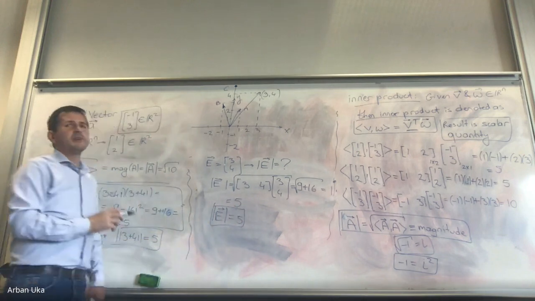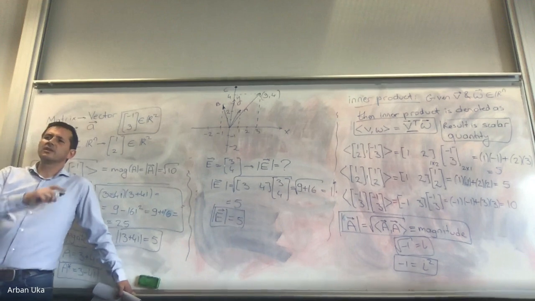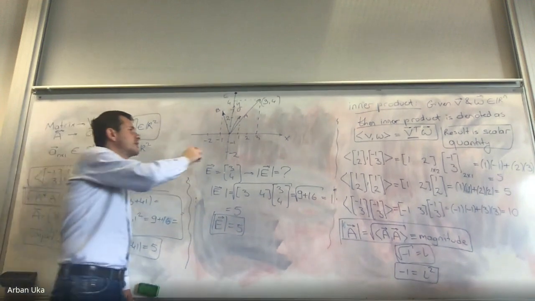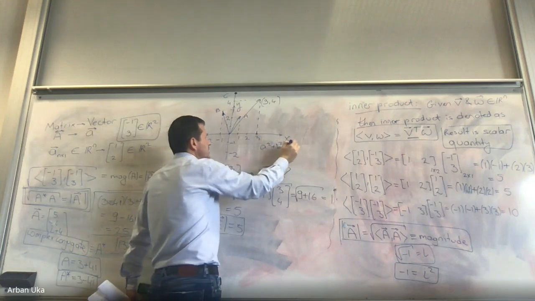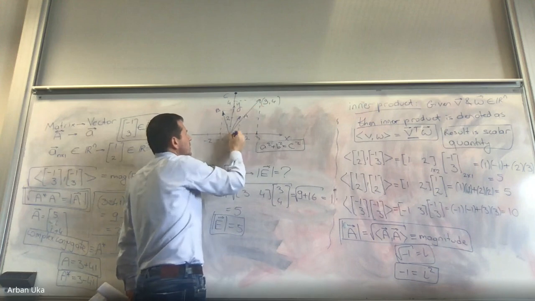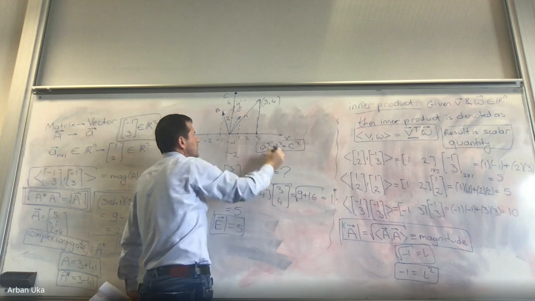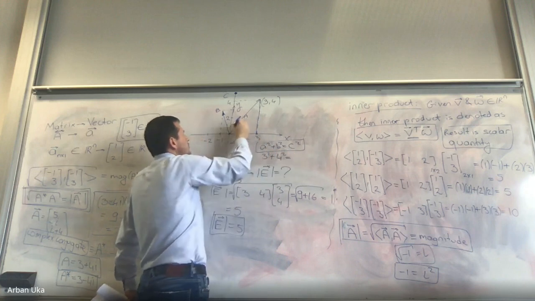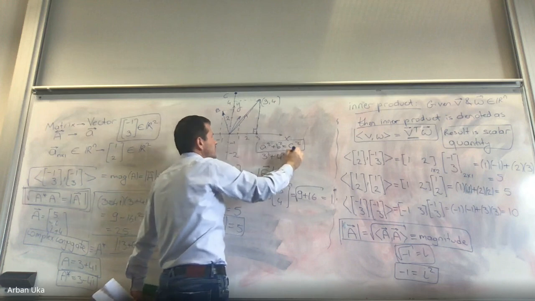Now, what is the magnitude of this vector 3, 4? This is the length of the vector. Using the Pythagorean theorem, a squared plus b squared is equal to c squared. In this case, the length of this side is equal to 3, plus the length of this side, which is equal to 4 squared, would be equal to the length of this vector, the hypotenuse, which is equal to 5 squared.